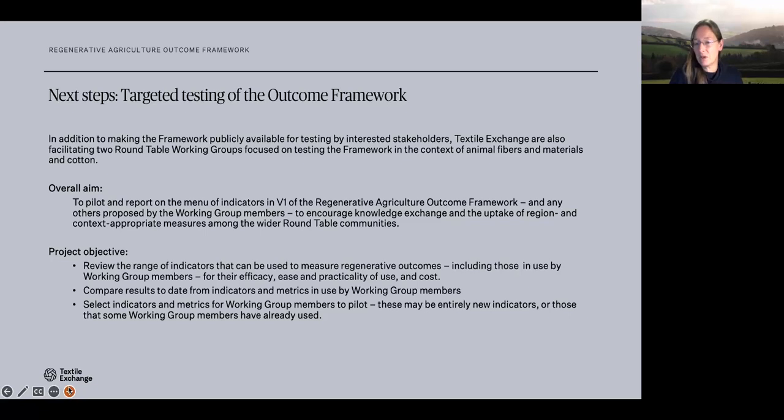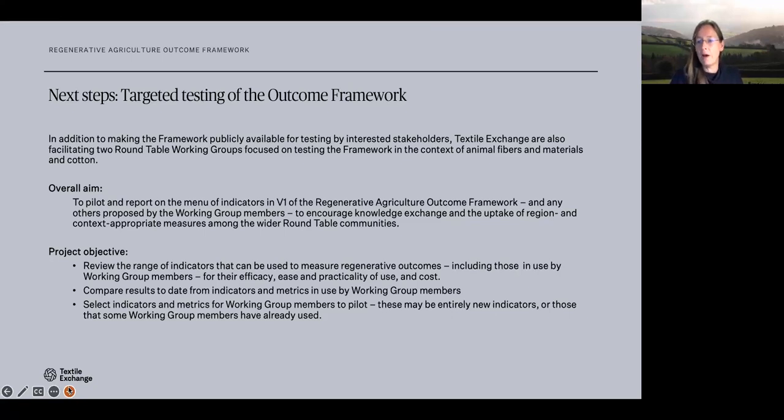They'll feed back into the working group, and also people will be taking up and trialing new techniques that they might not be using already, so we can get some data coming in, look at the results, and see how that's all going. So some of these will be new metrics and new indicators for working group members to pilot, and some will be ones that are already in use.